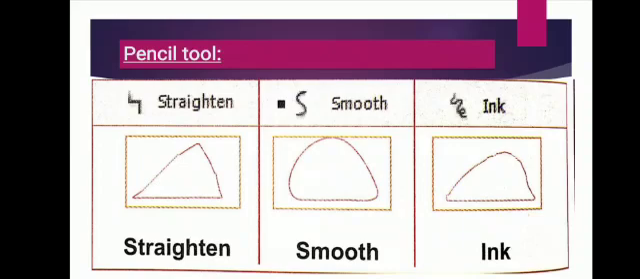So if you want to draw the straight line segment, you will select straighten modifier. If you want to draw a smooth curve, you will select the smooth modifier. And if you want to draw a freehand drawing, you will select ink modifier. So simply select the pencil tool from the toolbox. Then from property inspector, select the stroke color, height means thickness, then style and width for the pencil. Then draw a line on the stage. Clear?